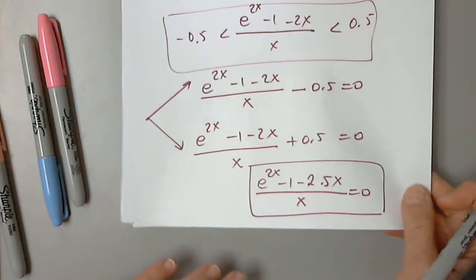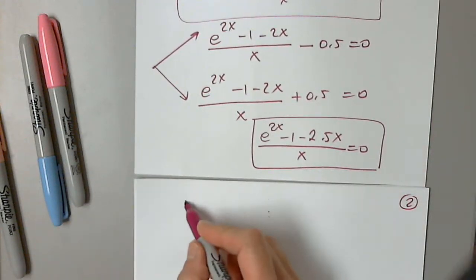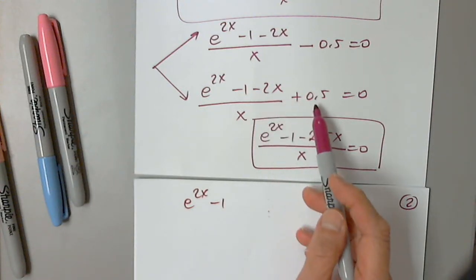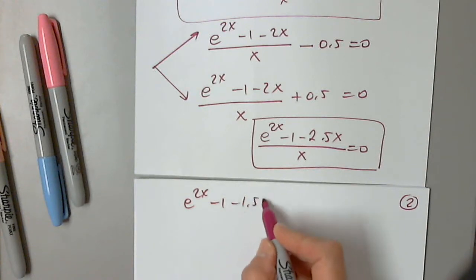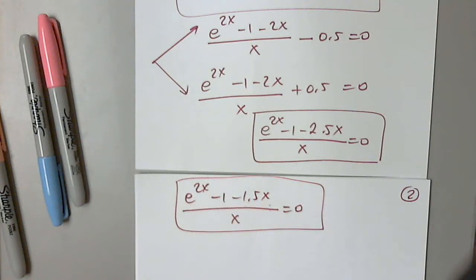And the second equation will be: find the least common denominator, e to 2x minus 1, minus 2x, but plus 0.5x will be negative 1.5x divided by x equals 0. So now I'm going to solve these two equations, and I have to use the graphing calculator. Any questions so far?